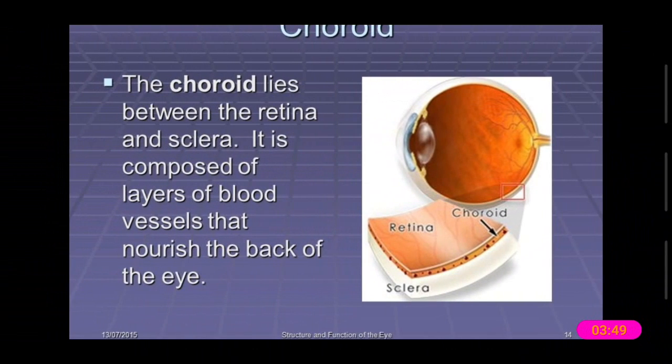Choroid. The choroid lies between the retina and sclera. It is composed of layers of blood vessels that nourish the back of the eye.